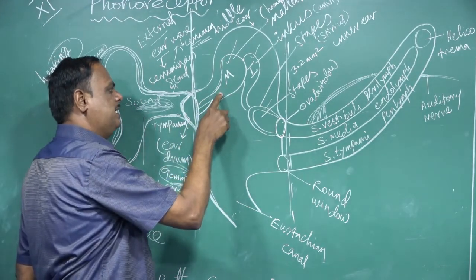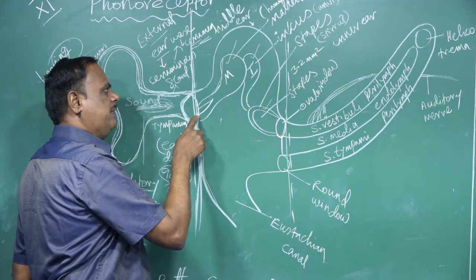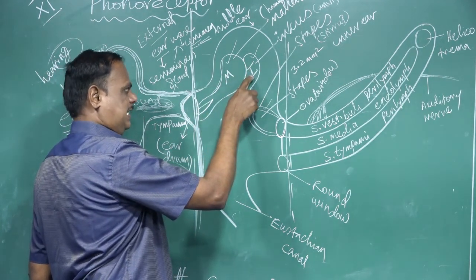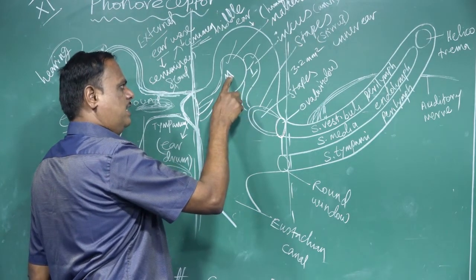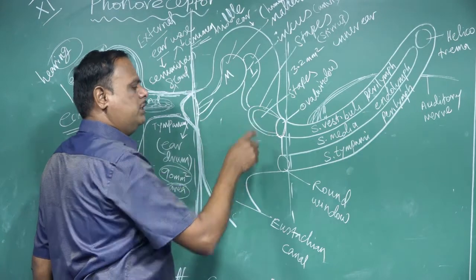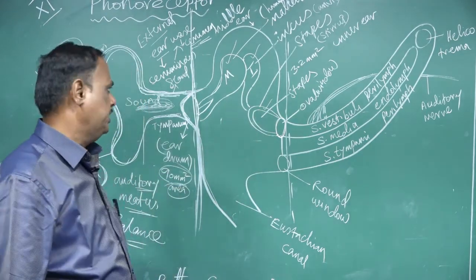One end of the malleus is attached to the tympanic membrane. The head of the malleus connects with the incus. The first ear ossicle is called the malleus, the second is called the incus, and the third one is called the stapes. These are the three ear ossicles.